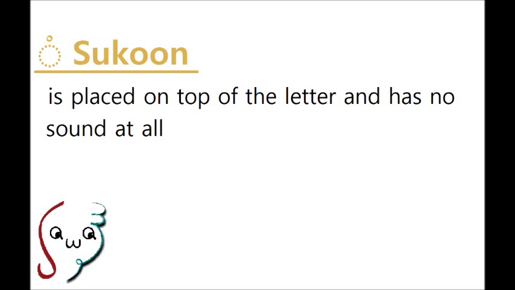Then we have sukun, and sukun is also placed on top of letters and has no sound at all. It silences the letter it's put on. So now that we have learned the vowel signs, we can learn to combine the letters with the vowel signs. We're gonna take one letter, and I chose ba, and combine it with the different vowel signs.